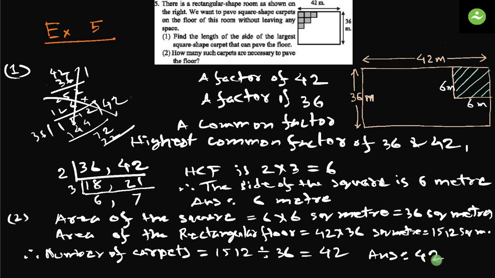How many carpets do we need to cover the floor? 42 square shaped carpets.